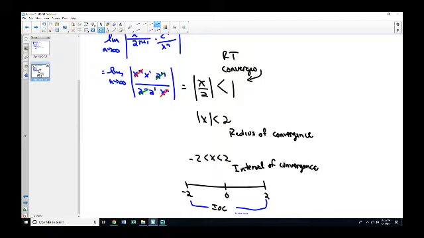This is one way to think about it a little more geometrically. The radius is half of the circle. The radius is half of the diameter. So the radius of convergence, you can kind of think of it in that manner.